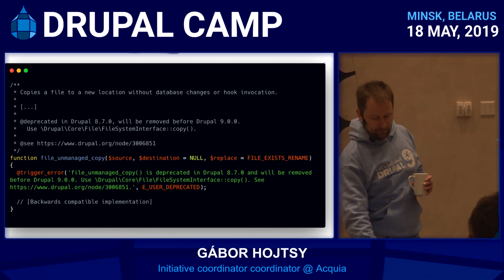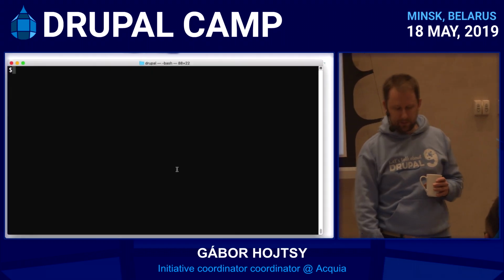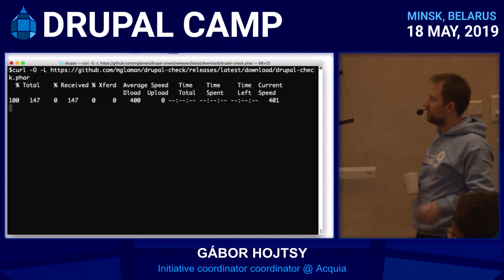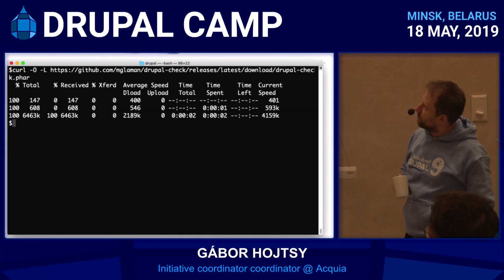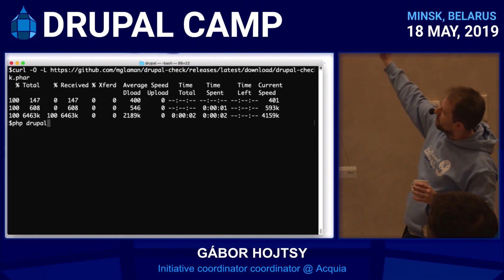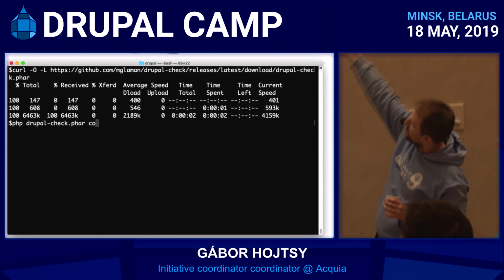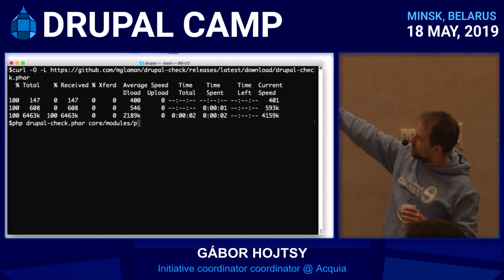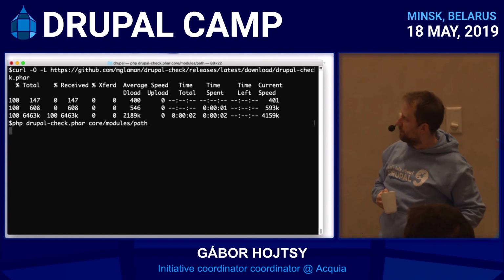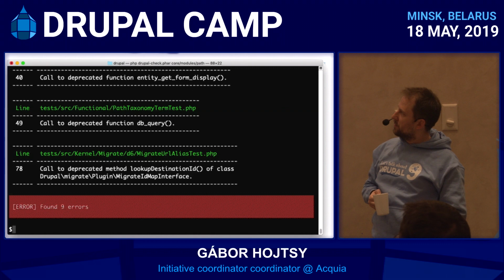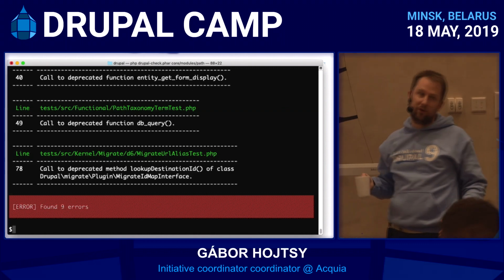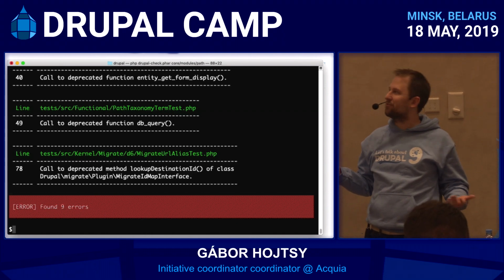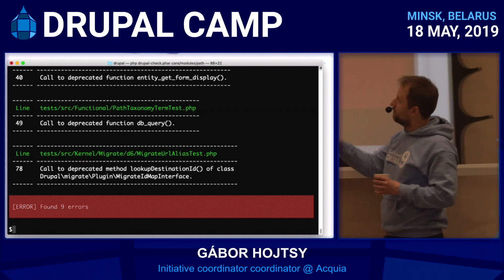One of the tools that's been built by Acquia person Matt Glaman is this Drupal Check tool. And this is the full use of Drupal Check. I curl, download the drupal-check phar, and then I run the drupal-check phar with PHP on the core path module. And then it tells me which deprecated things the Drupal core path module uses, because core is still using deprecated things, unfortunately. We are working on that.